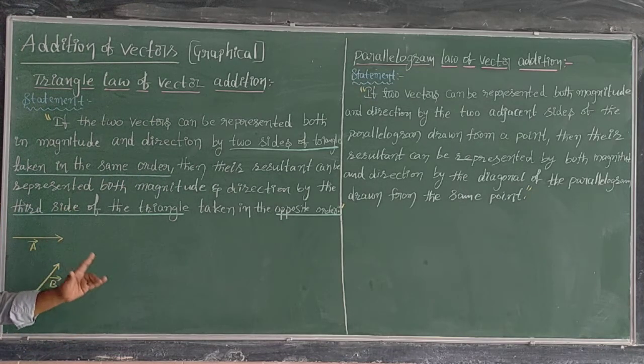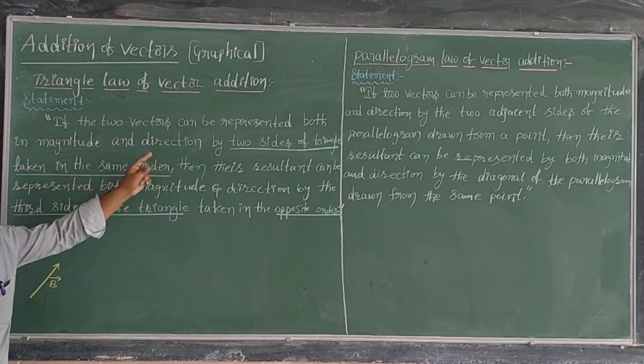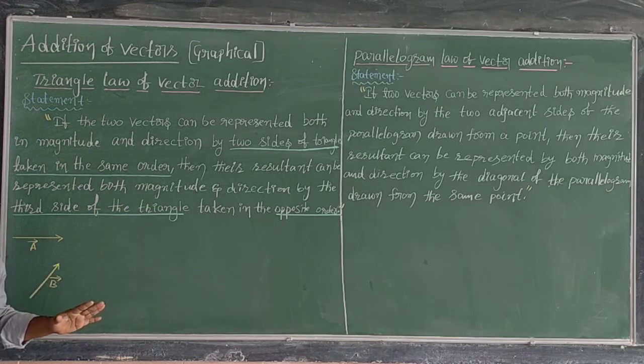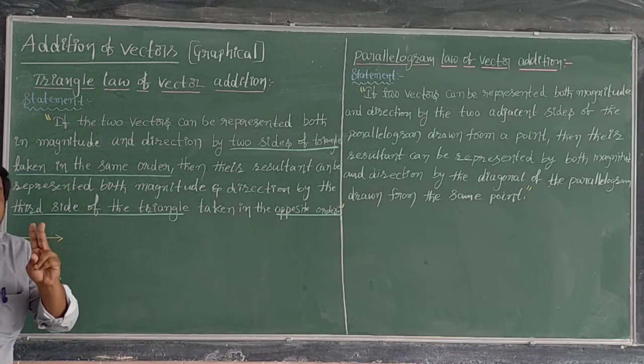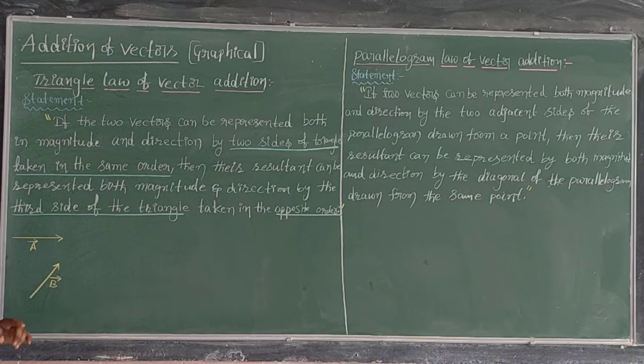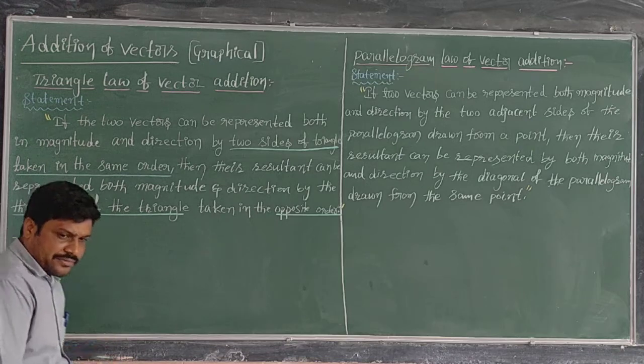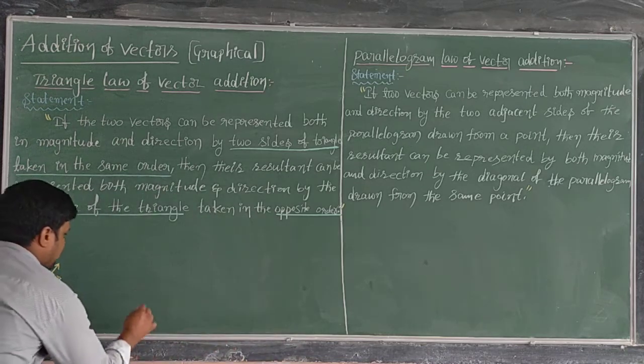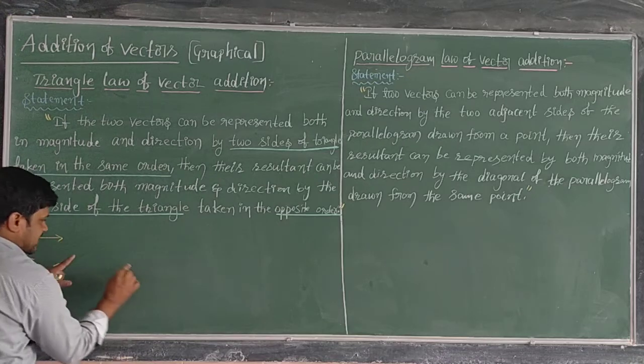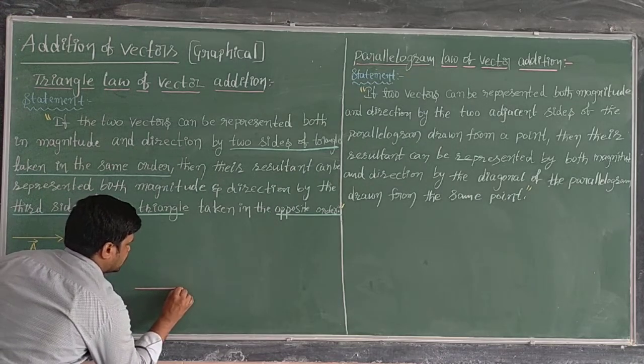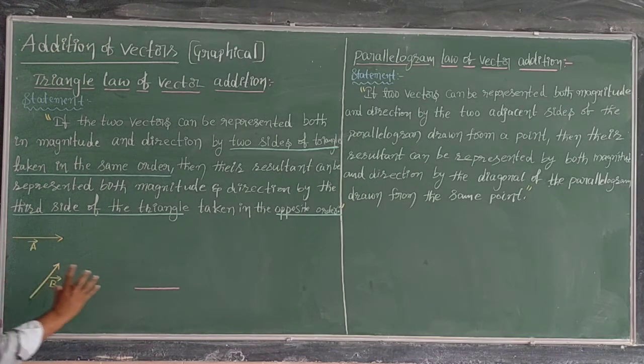If you want to add these two vectors, we have to take their magnitude and direction as they are and arrange them as two sides of a triangle in the same order. Same order means the second vector's tail should coincide with the first vector's head. So the first vector, where am I going to take it? Here. This is the first vector. As it is, I am taking it, just to see the magnitude. See, this much length is there, right? That much length I am taking here.